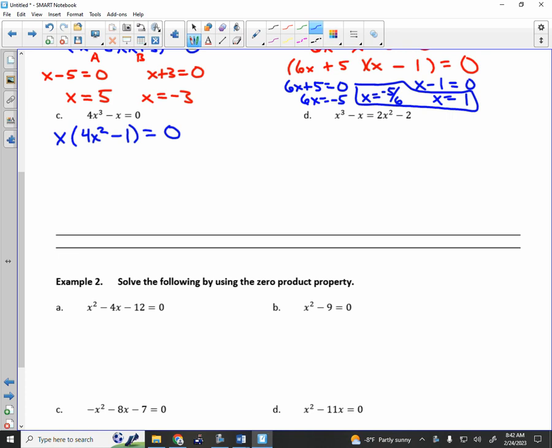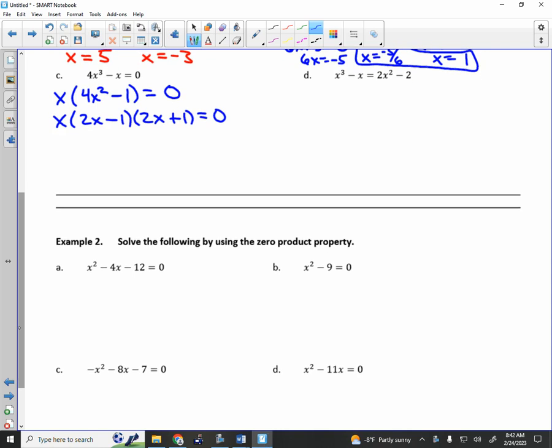Notice here that I have the difference of two squares. So x times 2x minus 1 and 2x plus 1. Now I set all three of these equal to 0. X equals 0. 2x minus 1 is equal to 0. 2x plus 1 is equal to 0.